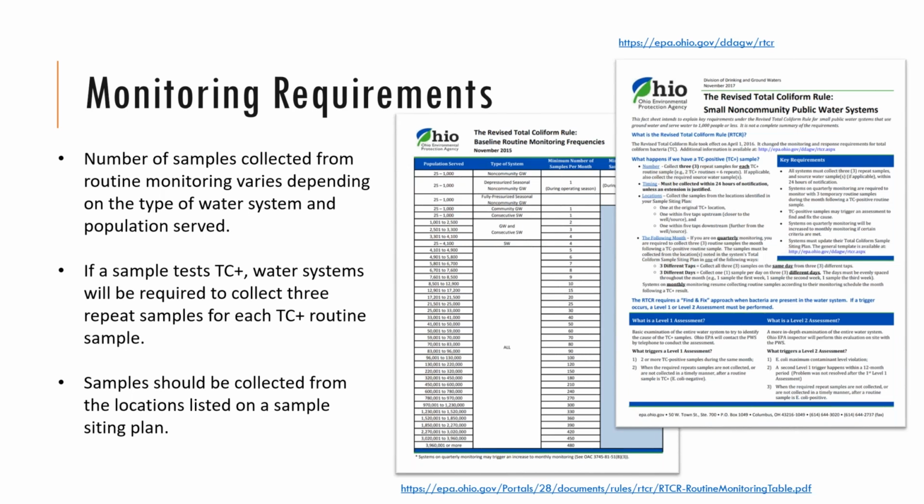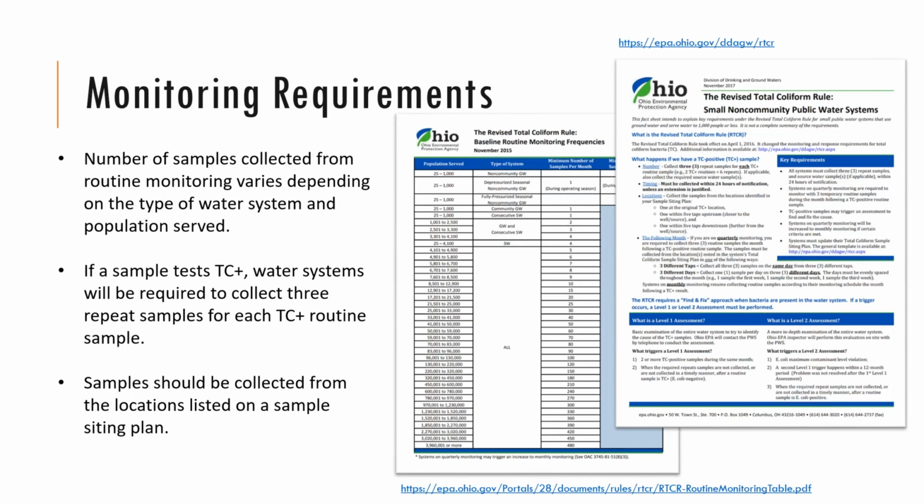Now, what happens if a routine sample tests positive for total coliform? Water systems will be required to collect 3 repeat samples for each total coliform positive routine sample within 24 hours. The locations of the repeat samples are located on your sample siting plan, and one sample must be collected from the original total coliform positive location, one within 5 connections downstream, and one within 5 connections upstream. Ohio EPA also has a fact sheet.